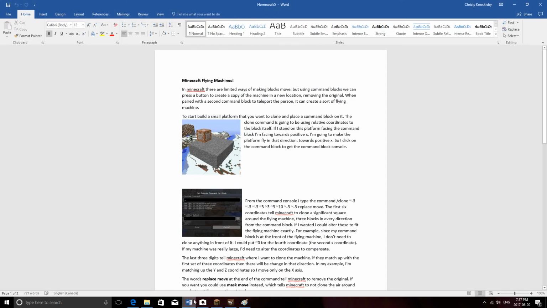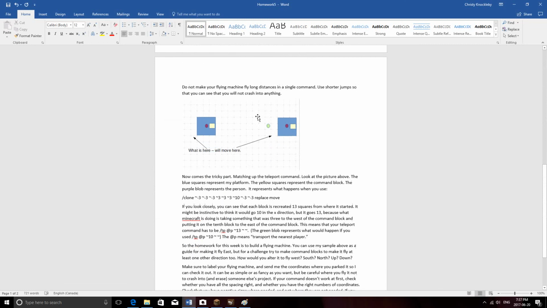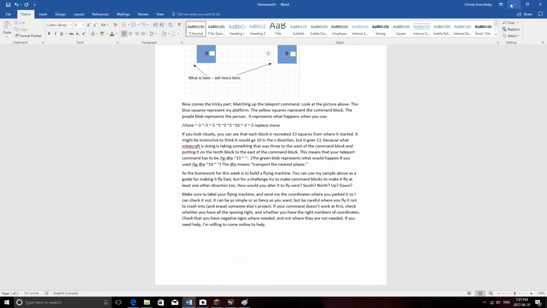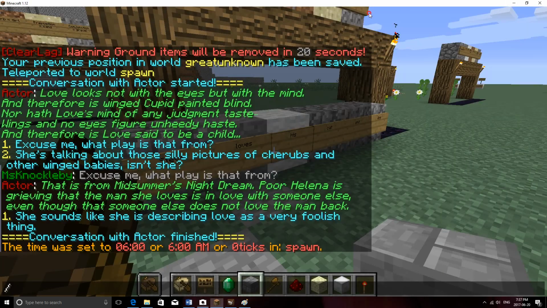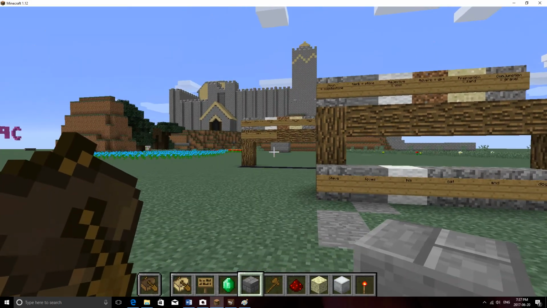I do send out homework. Here's a sample. I'll send out a sheet. Here's one for the Minecraft flying machines. Instructions. I will meet with students if they really need it outside of class time, or I'll have office hours. It's a fun class, but it is some work.